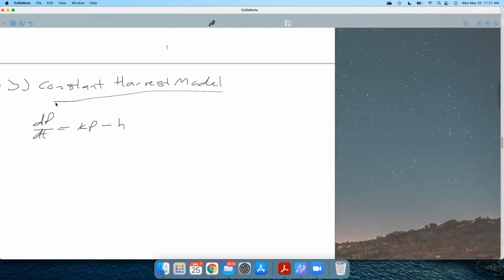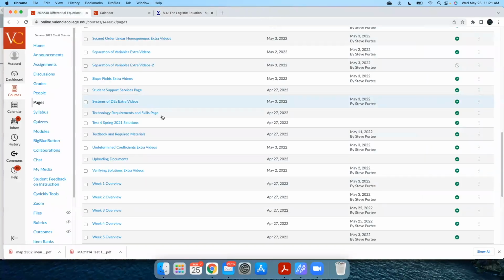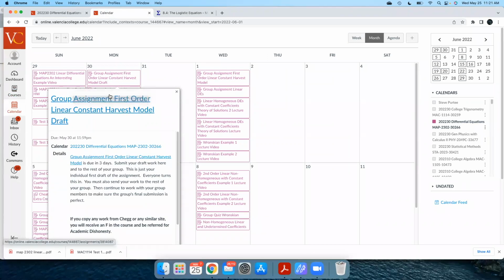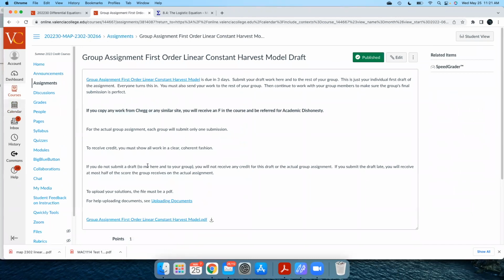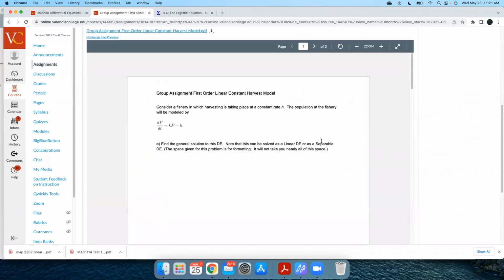Okay, then we have the constant harvest model. So this is our group assignment that's coming up. You guys are going to solve this one. So I'm not going to go through the whole thing here. So again, it's just like regular old population growth. We've got dP/dt equals some constant times our current population. That's how quickly our fish are reproducing. Okay, there is our reproduction rate.